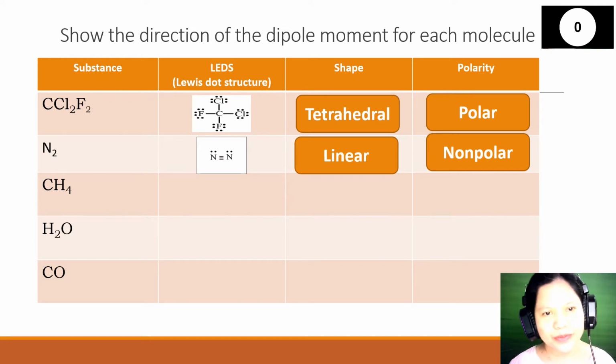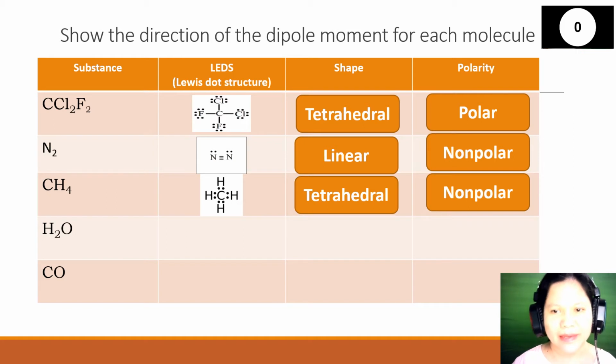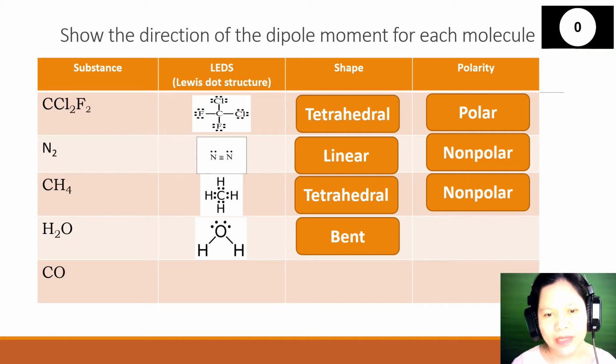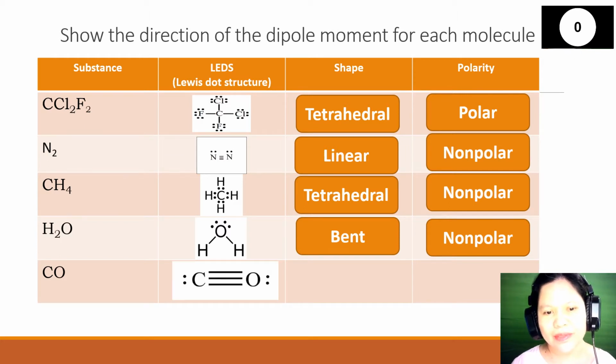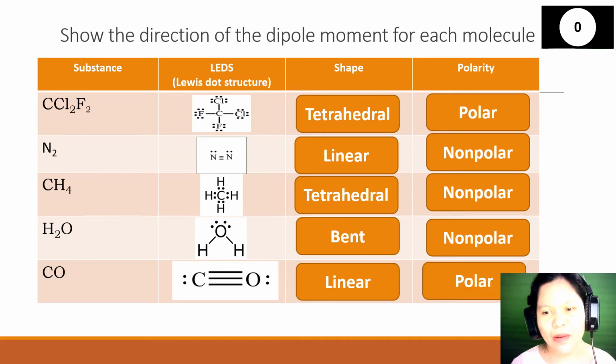Okay, next, number 3. The Lewis dot structure is, you have there 4 hydrogen and 1 carbon as the central atom. It is also tetrahedral, non-polar. For water, it is bent and non-polar. So for carbon monoxide, that is a triple bond. That's linear and it's polar. So I hope you got the correct answers. Okay, let's proceed.